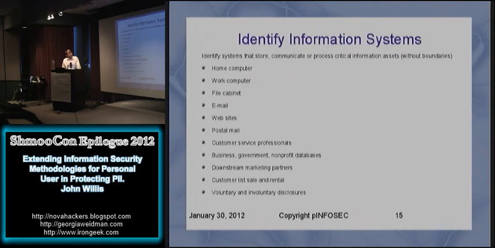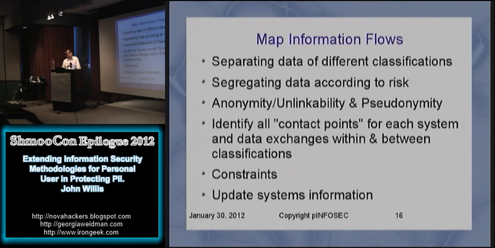Then you have to identify where all this information actually exists. Is it on the home computer, in a file cabinet, email, websites, going through the snail mail? Is it in a call center somewhere? Some government has it; they have plenty of it on us, right? Marketing organizations, mailing list rentals, all the places where you have to give out your information, either voluntarily or not.